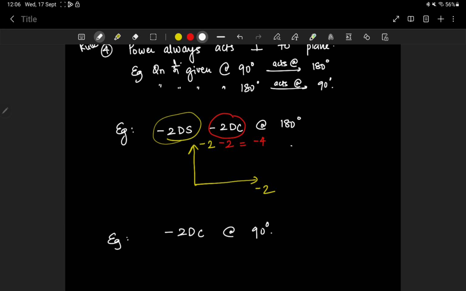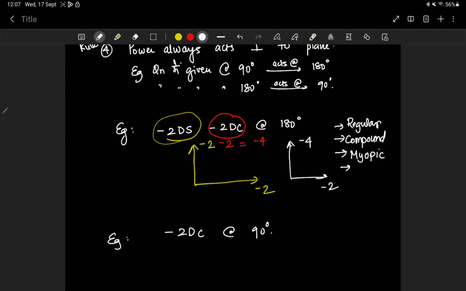So what will be the final answer? Final answer will be -4 above and -2 here. So what type of astigmatism is this? Is this regular or irregular? This is regular. Is this compound, simple or mixed? This is compound. Is this myopic or hypermetropic? This is myopic.